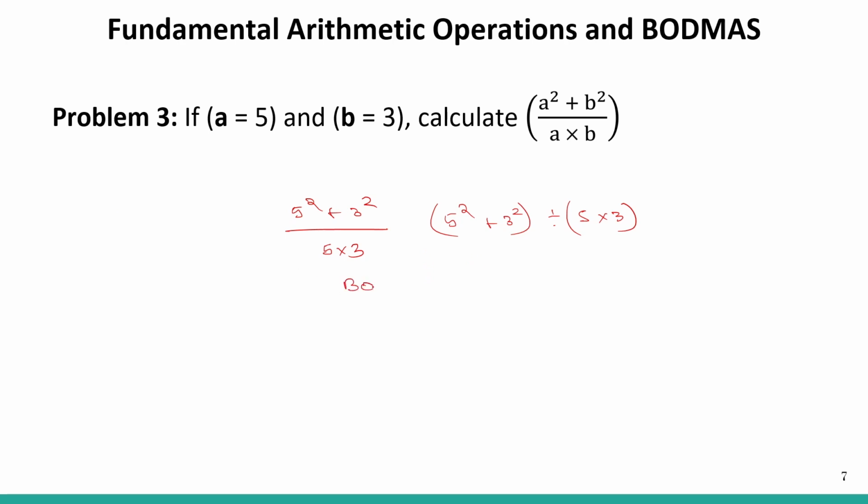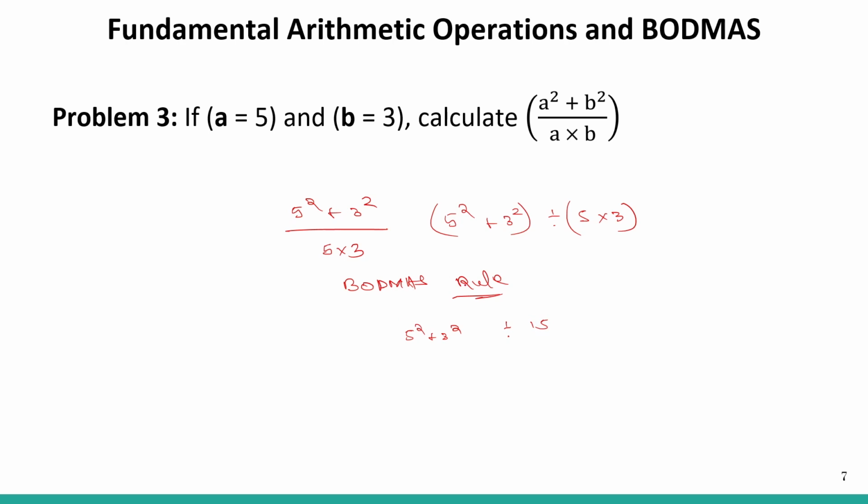Using the BODMAS rule, we look for brackets and simplify them first. So 5 square plus 3 square. We look for brackets first and then solve them. This is divided by what? 5 into 3 is equal to 15.